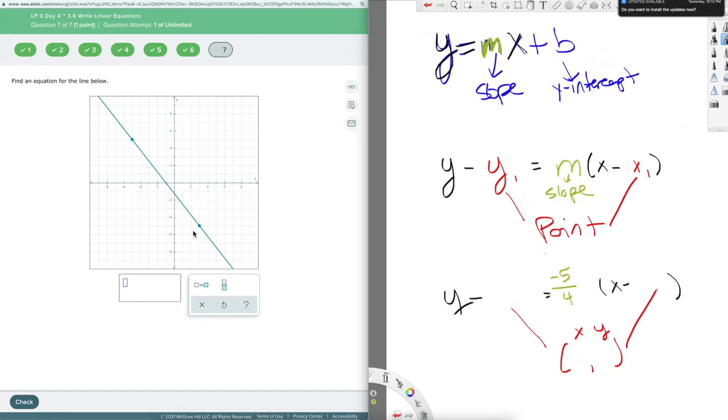All right. Now what we have to do is pick one of the 2 points. It truly doesn't matter which of the 2 points you choose. You just have to choose one of these 2 points. You could even choose this one here if you want to.